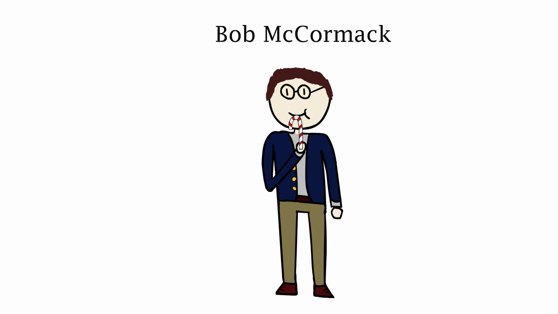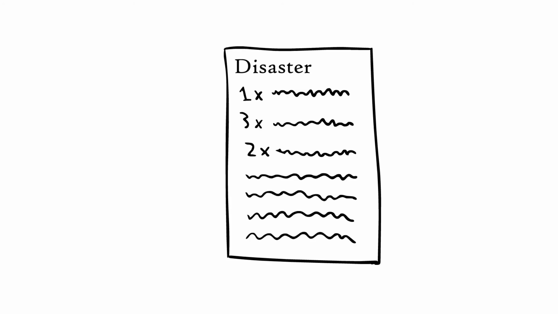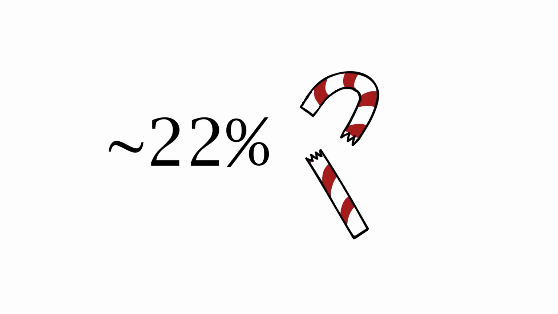Fast forward about 20 years later, and this guy Bob McCormack was like, these are pretty good, and started a business by making and selling the candy. But he ran into a small little problem. To make the iconic cane shape, he and his workers had to bend the candy manually, and this was a recipe for disaster, causing about 22% of all candy canes made to be useless because they were broken.